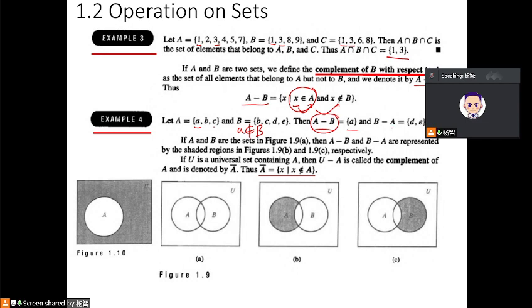And B minus A is to find the elements that belong only to B and do not belong to A. We find that D and E belong to B but do not belong to A. So B minus A equals {D, E}.